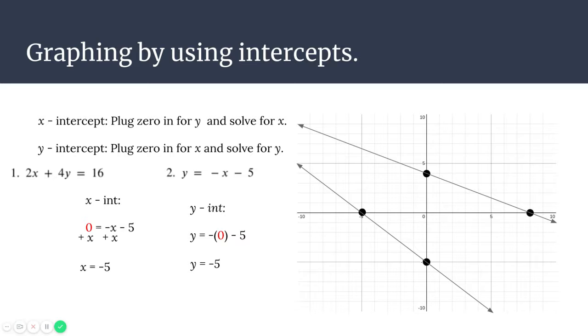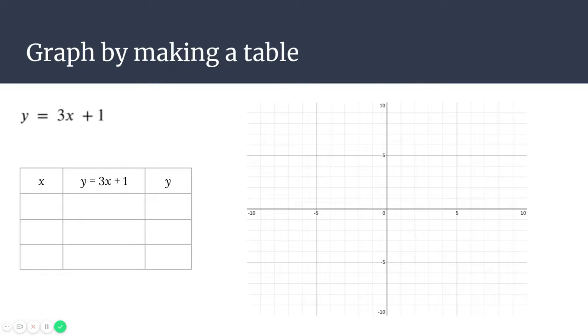So pretty simple process as long as you know that whatever intercept that you want to find, plug a 0 in for the other letter. Now sometimes we may struggle with finding the x and the y-intercepts. We need to have a fallback plan, and our fallback plan is going to be making an x-y table.